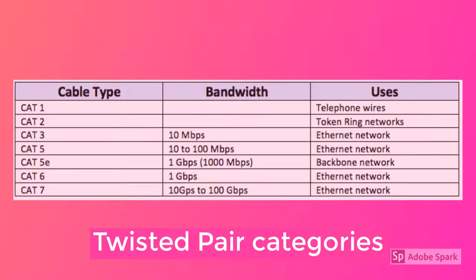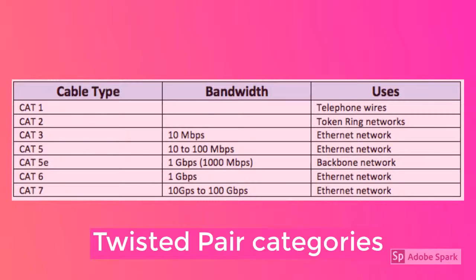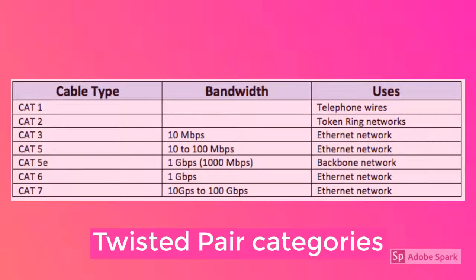Cat 5 has more twists, so it can run at higher speeds and for greater lengths. Its transmission rate is between 10 to 100 base T. That is up to 100 megabits of data per second traveling over a distance of 100 meters. Cat 5 is used for backbone cabling.